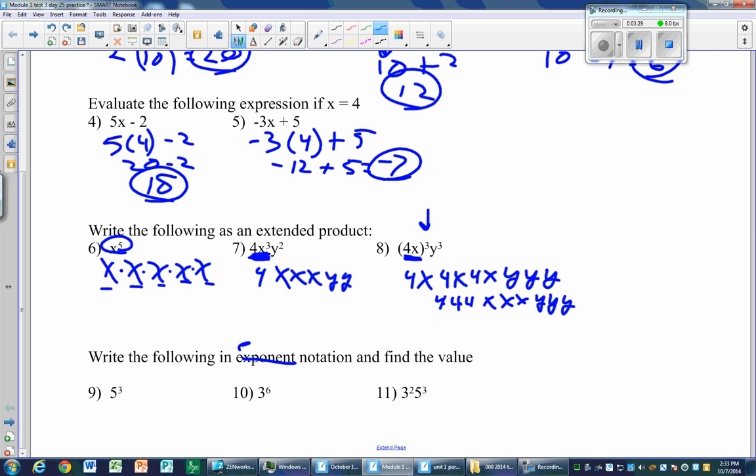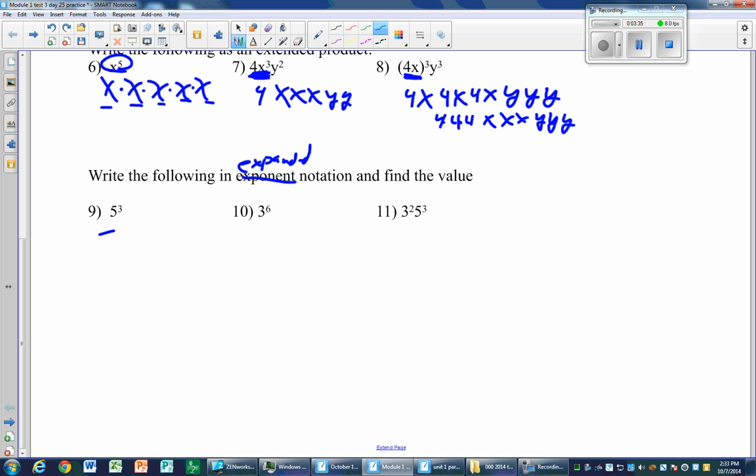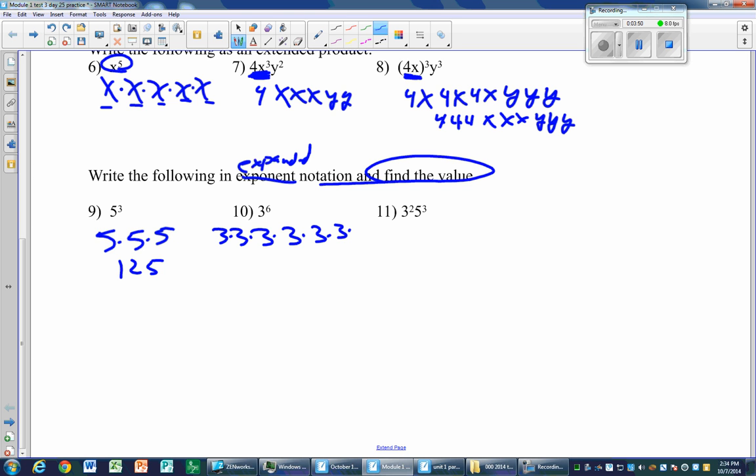Write the following in expanded notation. That means exactly the same thing. 5 times 5 times 5, then find the value. 5 times 5 is 25, times 5 is 125. This is 1, 2, 3, 4, 5, 6. And we get our calculator, and I did the multiplication and got 729.